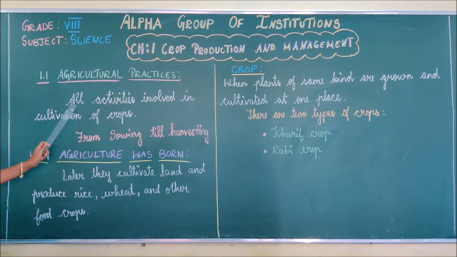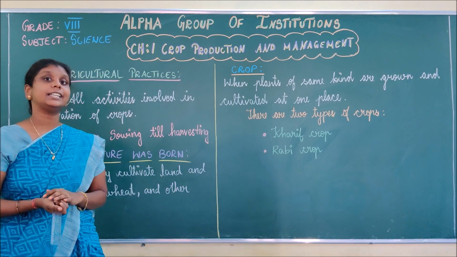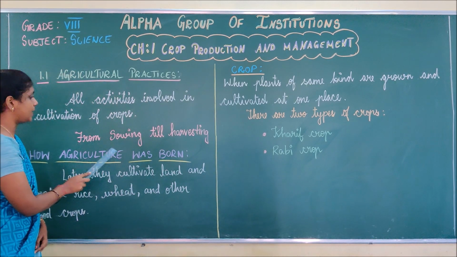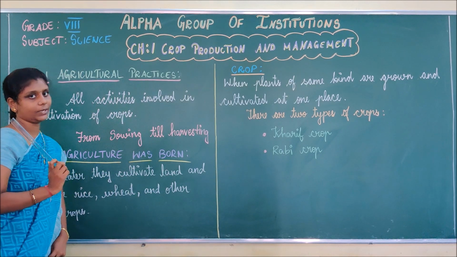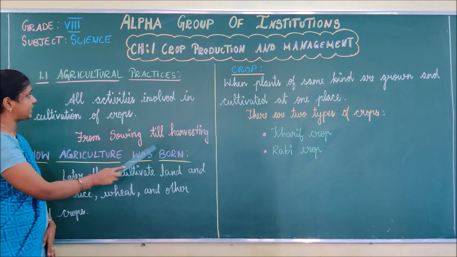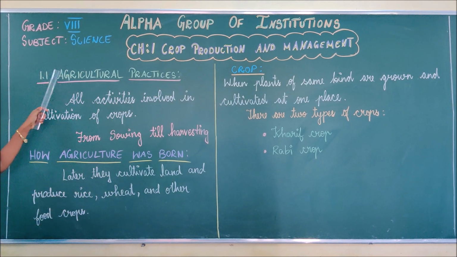All the activities involved in the cultivation of crops are called agricultural practices. What are these activities? The activities from sowing till harvesting. From these activities we call them agricultural practices.